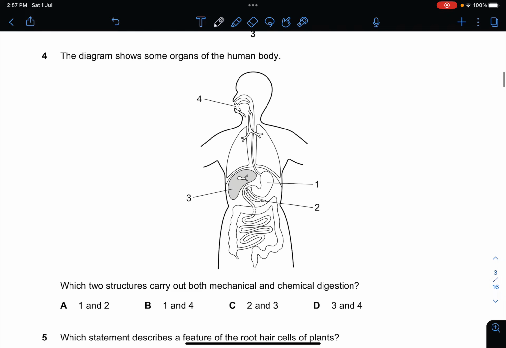Question 4. The diagram shows organs in the human body. Which two structures carry out both mechanical and chemical digestion? So it's basically thinking about which ones are doing both. Okay, this is chemical digestion. And here is also mechanical. Here also has a chemical one because there's the salivary gland, so they secrete amylase. And for the stomach, it contracts and relaxes. So therefore the answer is B. 2 and 3 cannot. The liver cannot do any mechanical digestion. And the pancreas can only do chemical digestion.